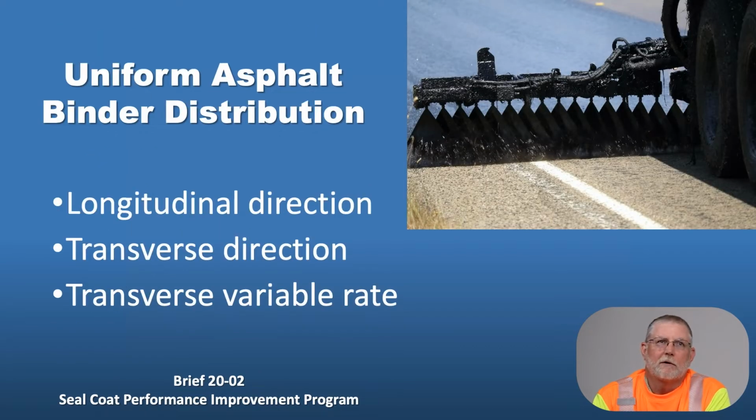So we can have a non-uniform or a uniform asphalt binder distribution, both longitudinally and transverse. Something we need to mention though, sometimes we have an intended non-uniform asphalt binder distribution, as in the case of the transverse variable rate. By this, what I mean as intended is we actually want to put smaller nozzles in the wheel paths or covering the area of the wheel paths, so we shoot a lower rate in the wheel paths and a higher rate between and outside.